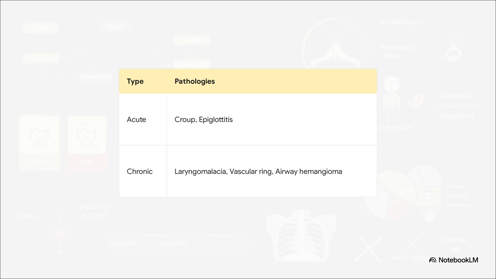To build a solid mental framework for a noisy, stridorous airway, we divide the causes into acute versus chronic presentations. Acute stridor is typically infectious, so you're thinking croup or epiglottitis. But if that stridor is chronic, you need to pivot to anatomical issues. For example, laryngomalacia is a floppy supraglottis, where the stridor actually gets worse when the infant lies supine. On the other hand, a vascular ring compressing the trachea actually improves when the neck is extended. And airway hemangiomas typically show up alongside skin hemangiomas in a beard distribution.